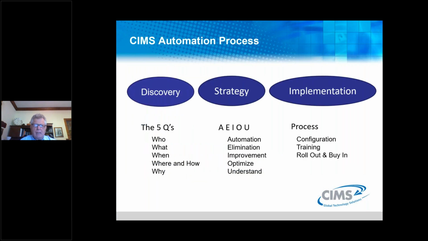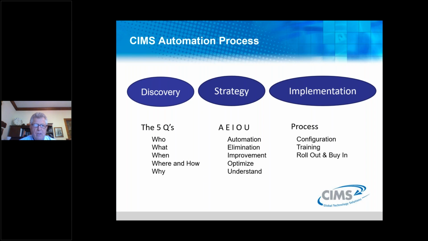Okay, so today we're going to be talking about how you design and implement, or go about the process of implementing, a document management system. And we have a three-step process that we call discovery, strategy, and implementation. In discovery, we go through the 5 Qs. In strategy, we talk about the automation, elimination, improvement, optimization, and understanding of your process. And then implementation is just that: doing the configuration, the training, and the rollout and buy-in of your new system.